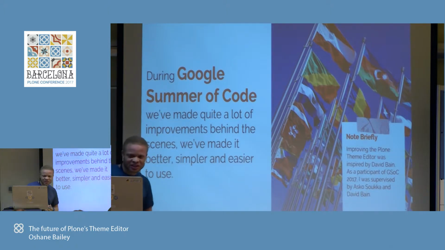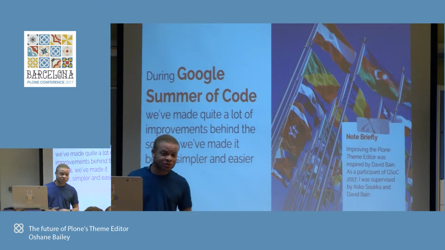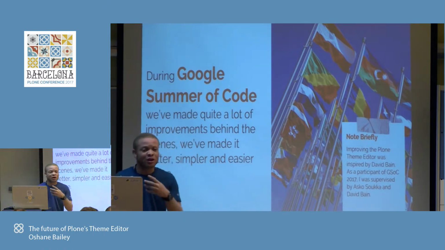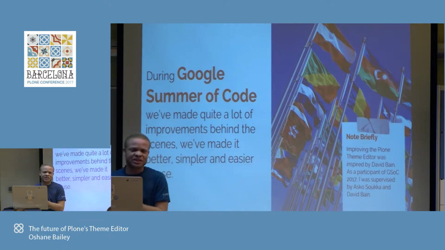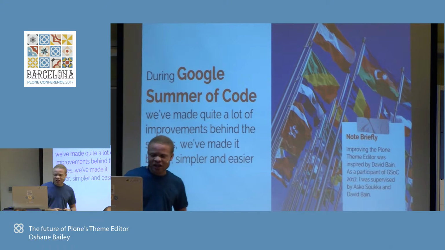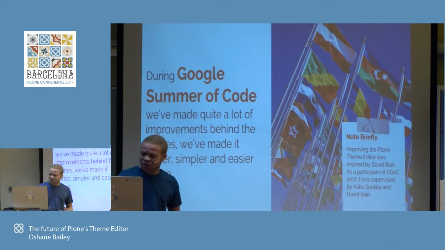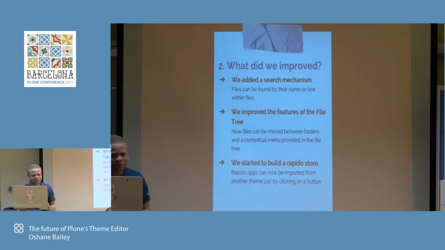All right. So we made a lot of improvements during Google Summer of Code. We asked the community what the best things were that we should put inside the Plone Theme Editor. They gave us a lot of feedback, some of which is a search mechanism where you can search for files by name or text within files.